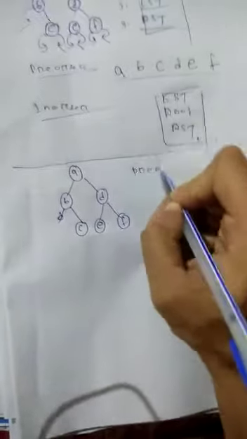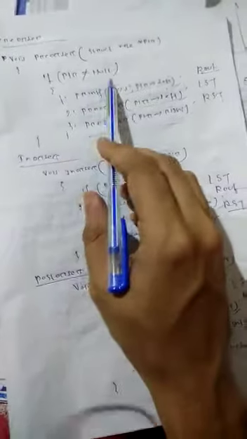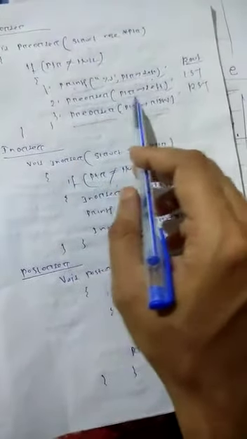Suppose we start first: what is the pre-order traversal? What does the algorithm say? In the algorithm, if ptr is not equal to null, first you have to print the data, then ptr left will be called recursively, then ptr right will be called recursively. So I am writing this in this way.